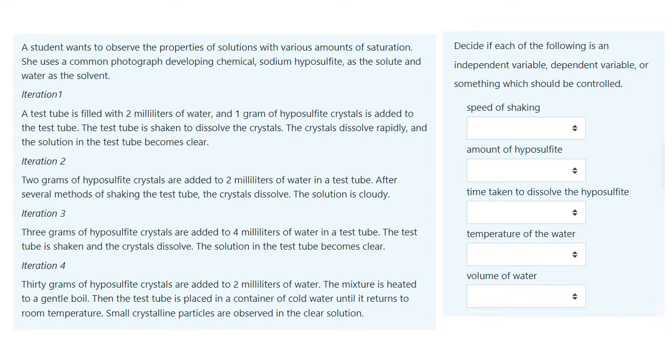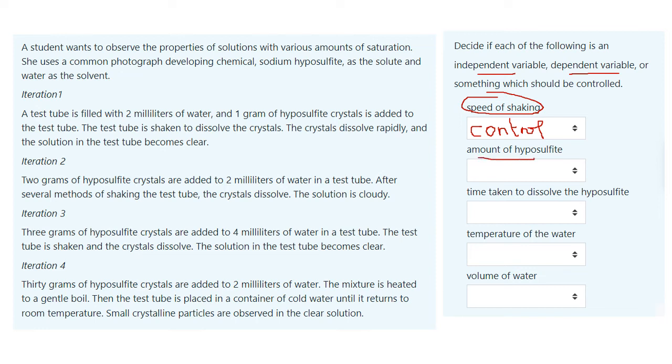Now decide if each of the following is the independent variable, the dependent variable, or something that could be controlled. The speed of the shaking. Well, this should be controlled. All of them should be shaken at the same speed. Otherwise, we don't know what is causing the speed of the reaction. Is it the shaking or is it the amount of solute and solvent?